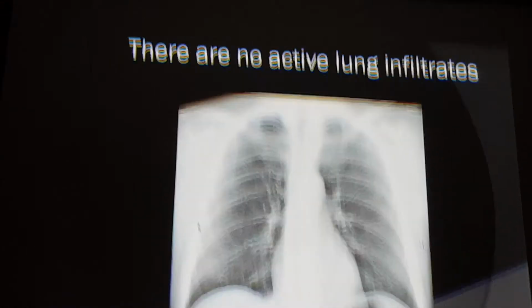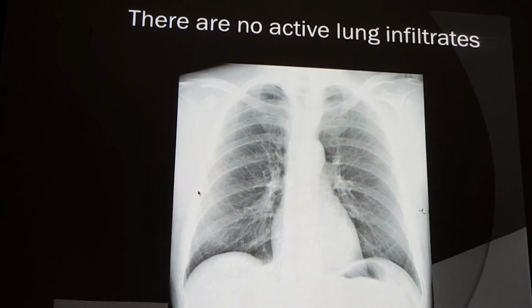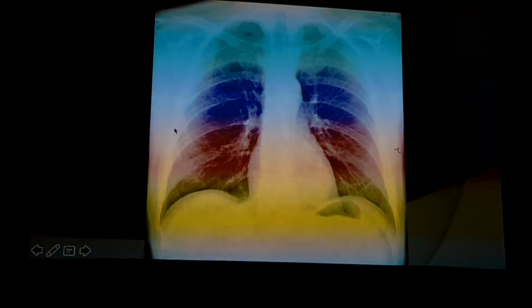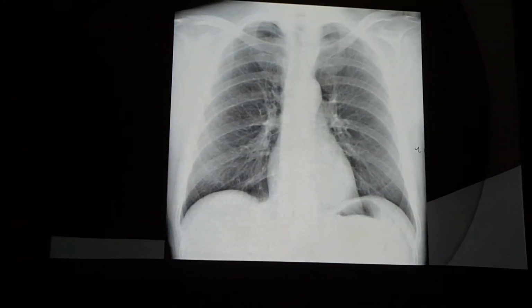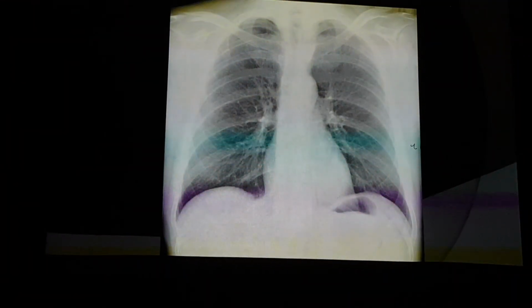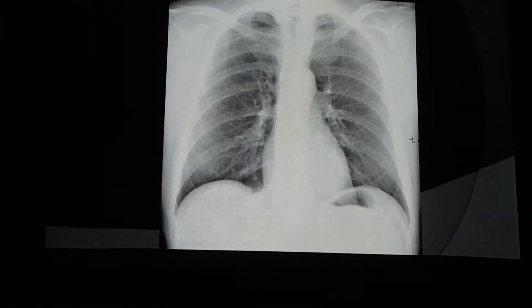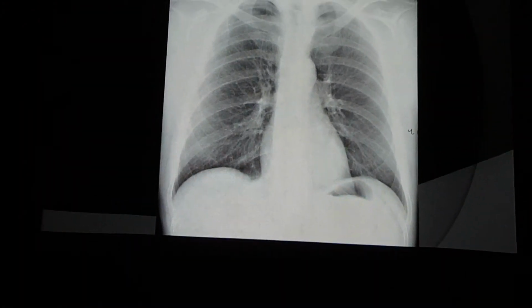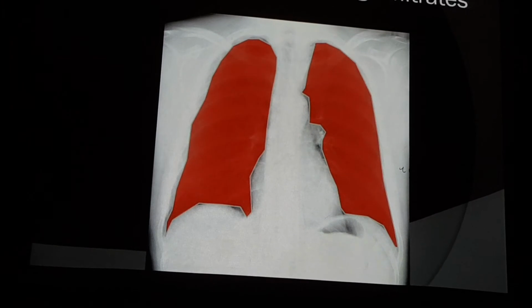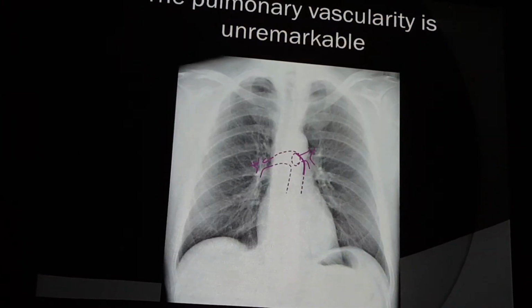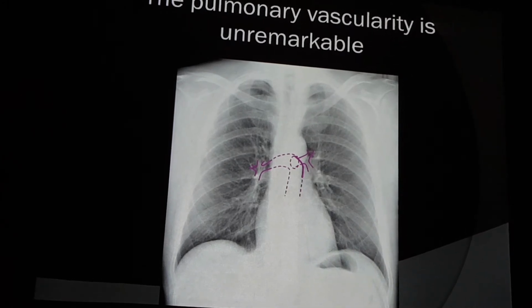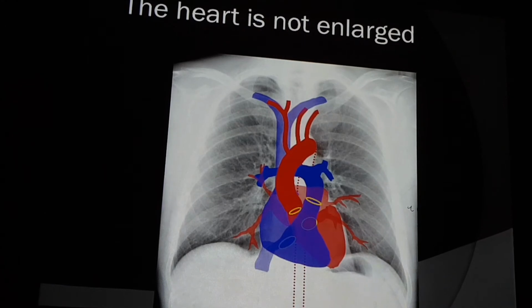Templates will differ from doctor to doctor, from institution to institution. But the take-home message here is you have to be thorough because you're responsible for every inch of the chest X-ray. So I look at the lungs first. There are no active lung infiltrates, or the lungs are clear. And then I look at the pulmonary vessels. Pulmonary vasculature is unremarkable. There's no pulmonary congestion. Is the heart enlarged? The heart is not enlarged.